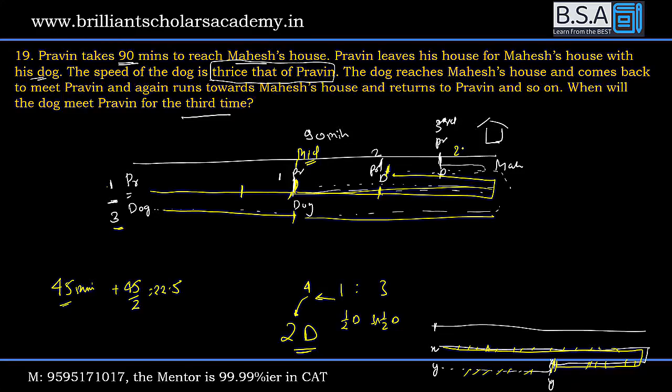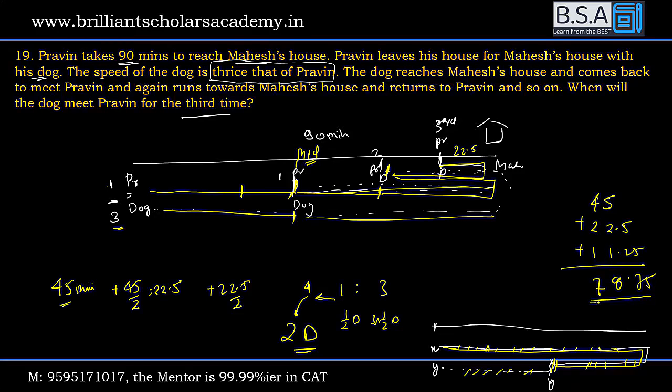फिर कितना बच गया? 22.5. फिर dog will do what? Will go and meet at midpoint. तो 22.5 का हाफ आ जाएगा फिर से. So your answer would be, after how much time will they meet for the third time? 45 plus 22.5 plus 11.25. They will meet for the third time at a time of 78.75 minutes.